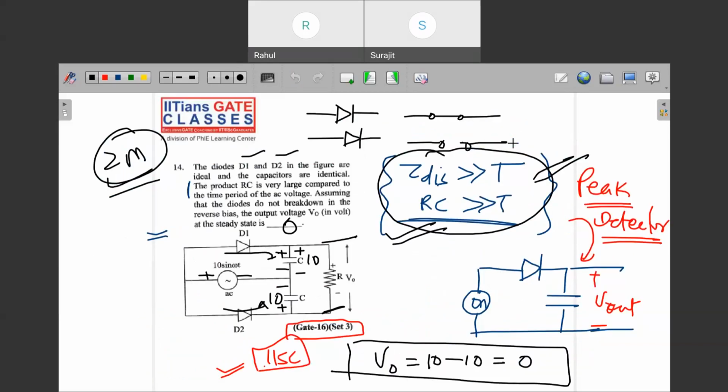Most of us focus only on solving the question. We do not take care of what the important conditions are for a clamper circuit, when a clamper circuit will behave like a clamper circuit. I hope, Surajit, are you able to understand this question? Are you able to understand the solution? Yes, sir. Please let me know.